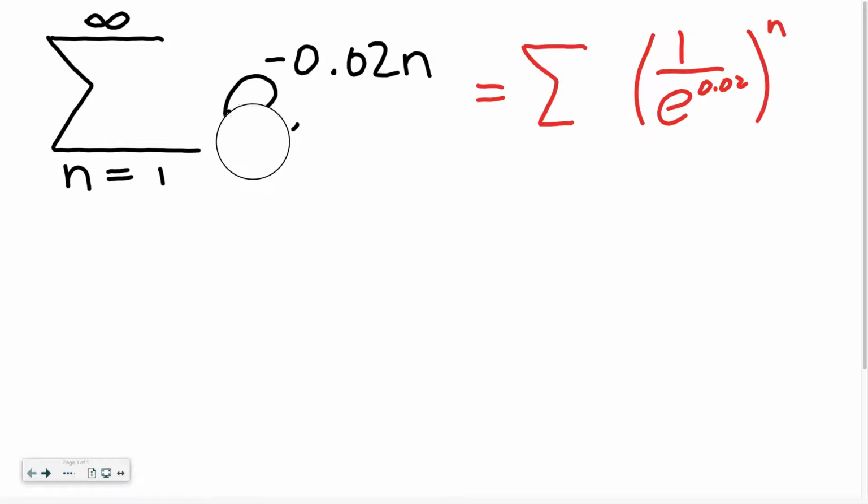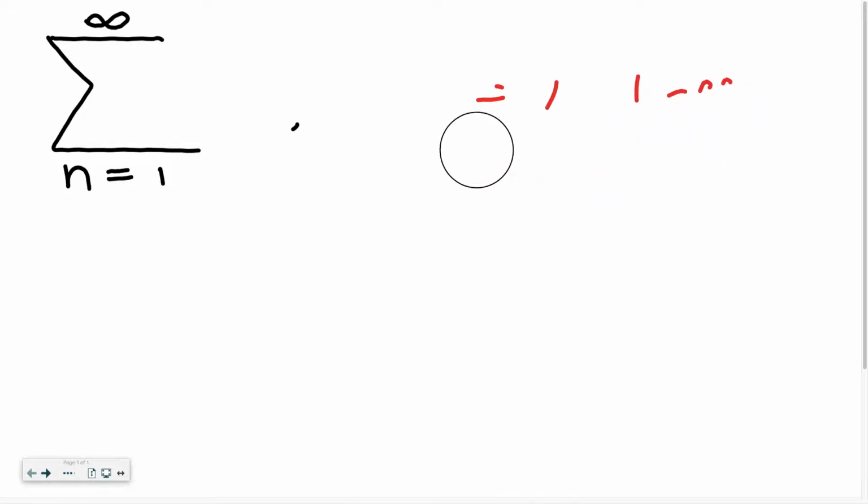In this one, I probably would not make you solve for what it was, because e to the 0.02. You just wanted to say whatever. Right now, we're just going to work on converges, diverges.